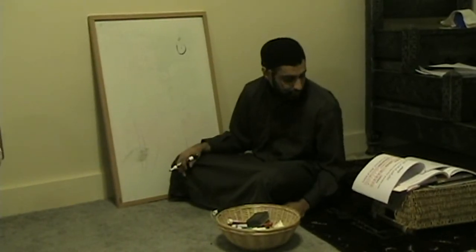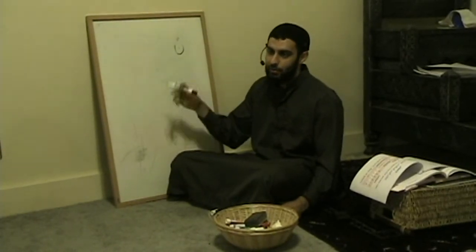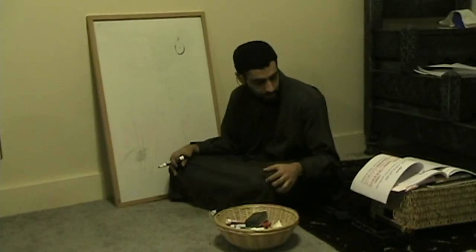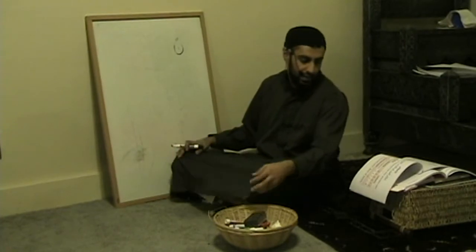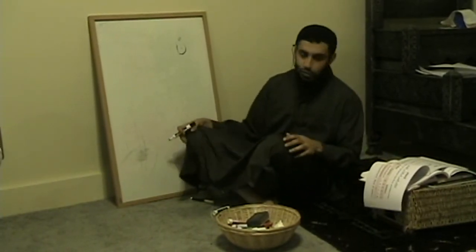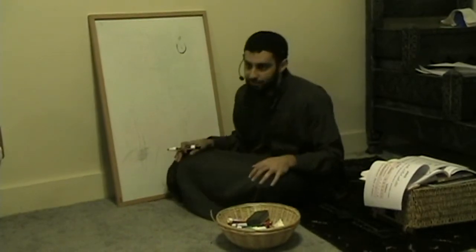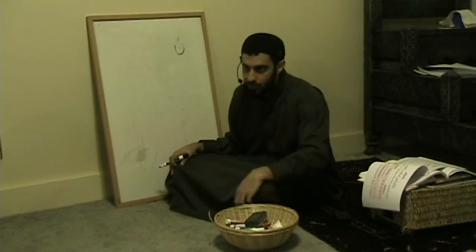And then the last one is ikhfa, which is concealment. We conceal part of the noon sakin when it's followed by all of the remaining 15 letters. So we had 6, 6, 12, then one more, 13, and then 15 remaining letters for ikhfa. That's generally. Now specifically, today we're going to do the first rule of nun sakin and tanween, which is al-idhar.